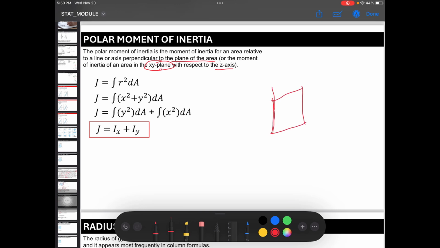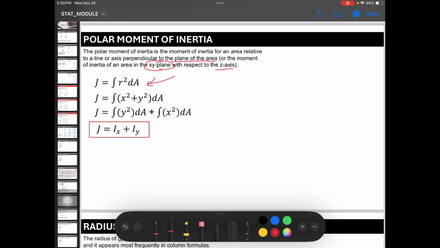This is your plane. This is your x and this is your y. And eto si z. Okay, eto yung plane mo. And si z ang perpendicular axis sa plane mo. So, eto yung formula niya.